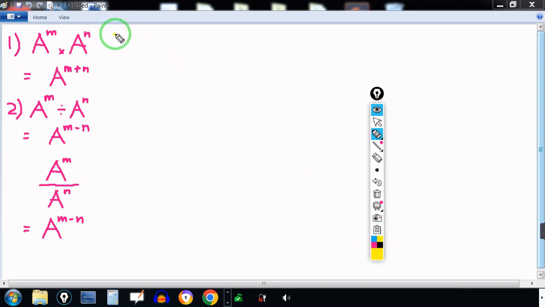Number 3, law of indices. A to the power of 0 is not 0, is not A, but is equal to 1.